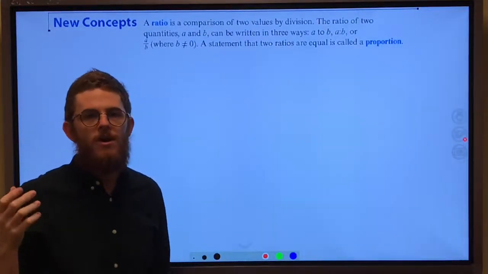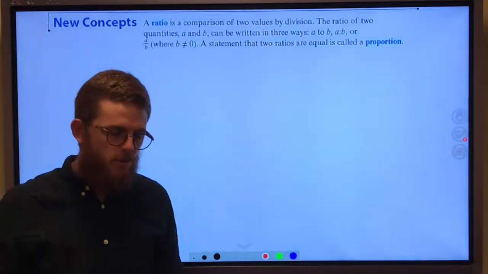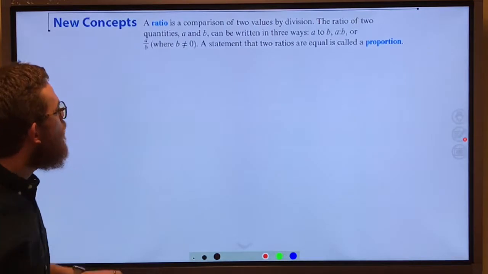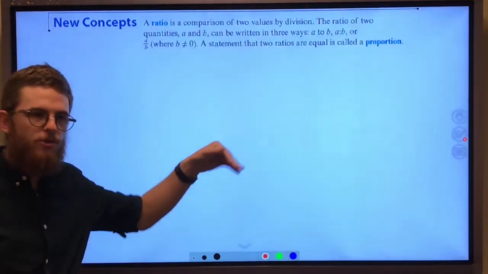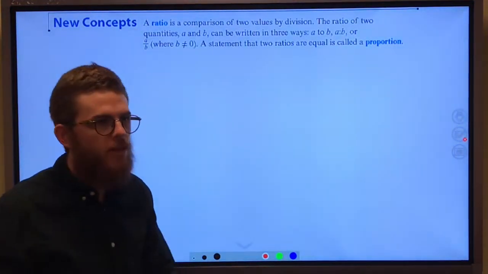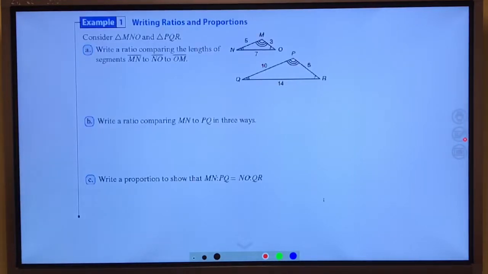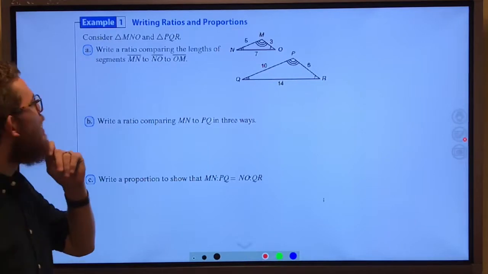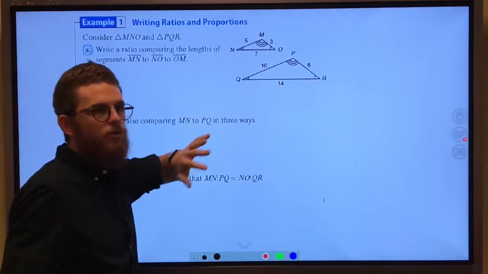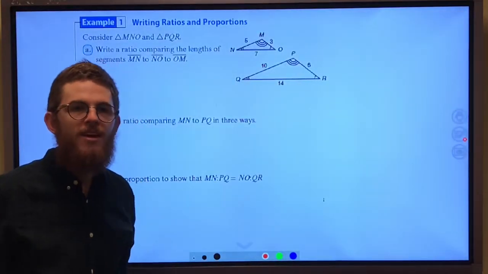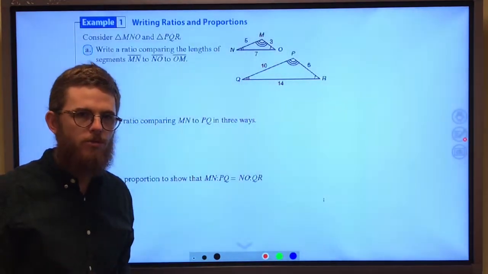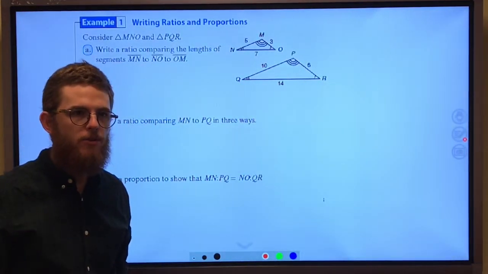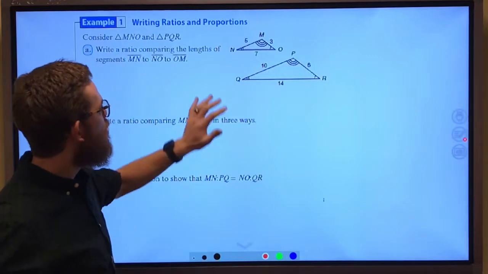Right, a ratio is typically the comparison of two values by division. And if we have two ratios that are actually equal to each other, then it is a proportion. So note we have these two triangles over here, and notice how their angles are all marked as congruent, and that will become really important to us in the near future.